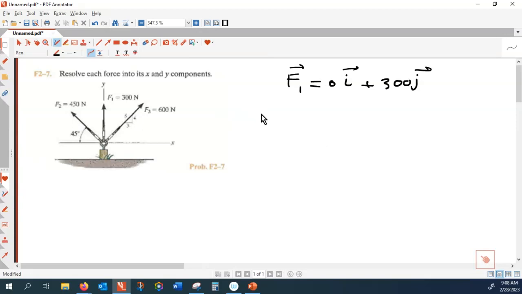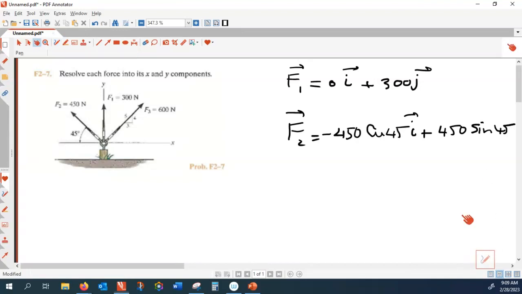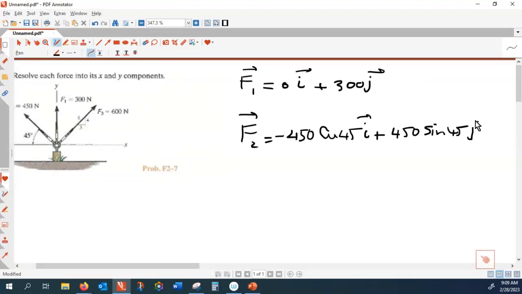And if I want to do the same for F2, how can I write this? F2, the x component is 450 times cos 45. And because this is in the negative x direction, I put a negative in front, and then its unit vector is i, plus, what is the y component? The y component is 450 sine 45. And finally, the unit vector is j. Can you see that?